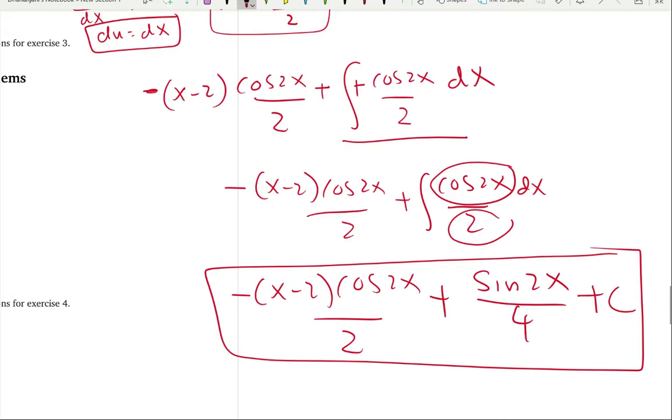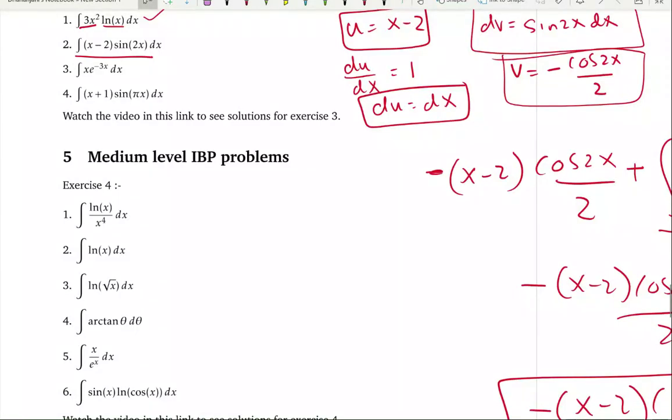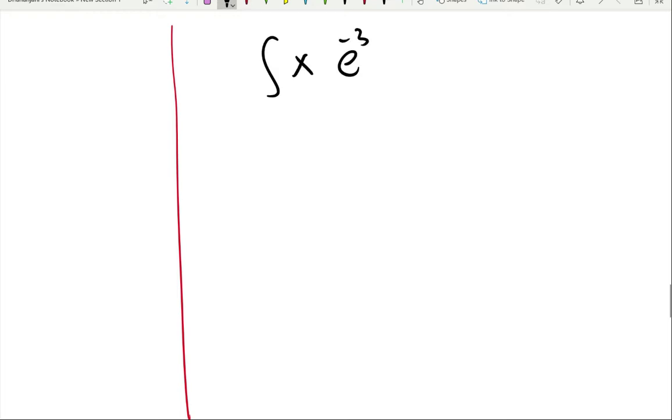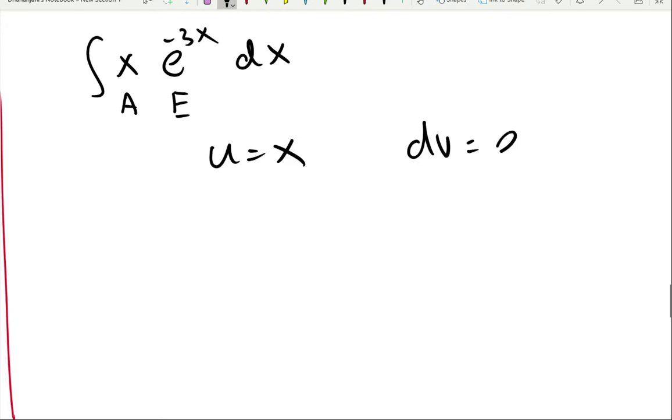Okay, alright, so let's see whether we have a different type of example. Well, we have x times e to the negative 3x. Let's do that and finish the video. So the integral of x e to the negative 3x dx. Here the choice of u: we have an algebraic function and an exponential function. So algebraic is on top of e, so u is x. dv is e to the negative 3x, don't forget dx.